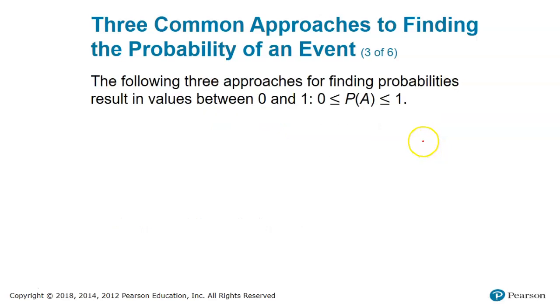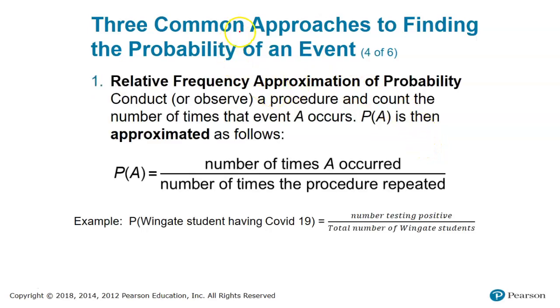Okay. All right, so looking at 3 different approaches for finding probability. The first one is called the relative frequency approximation of probability. This one is based on observing a procedure and counting the number of times that it occurs. So if I'm looking for the probability of event A, I can look over a period of time and see how many times event A occurred out of the times that the procedure was repeated. That's going to give me a relative frequency approximation for the probability.